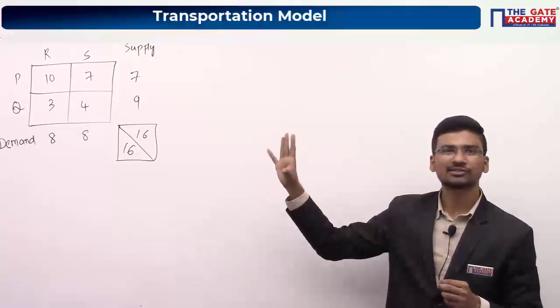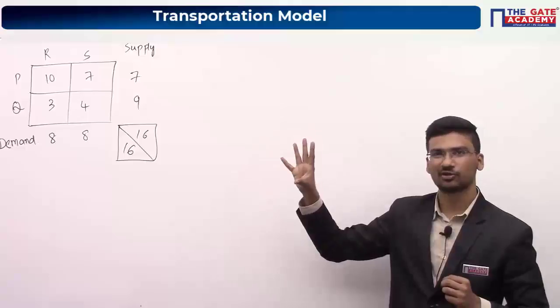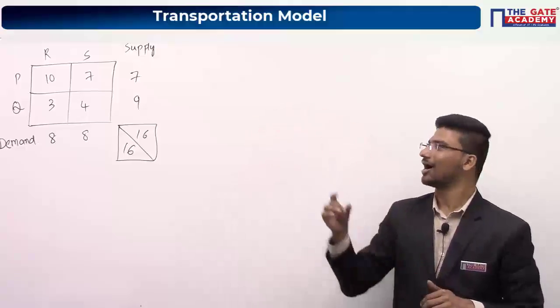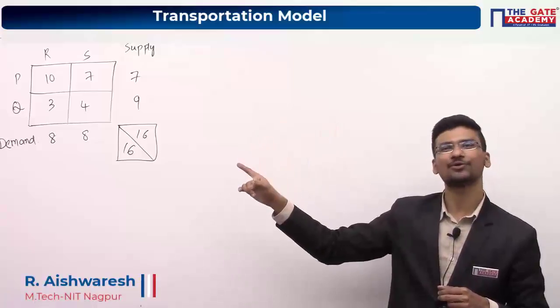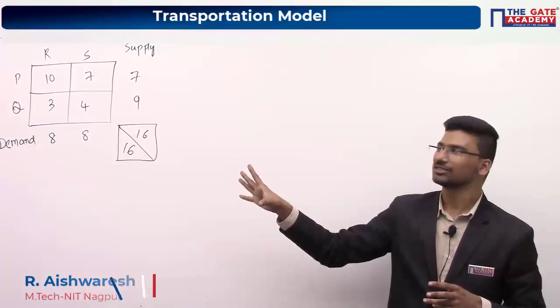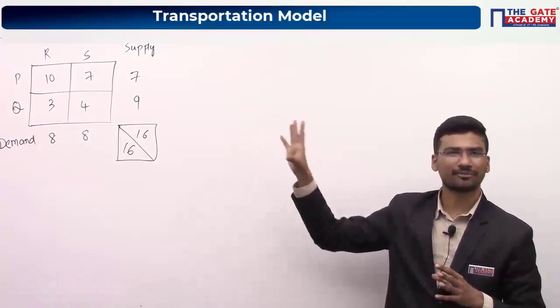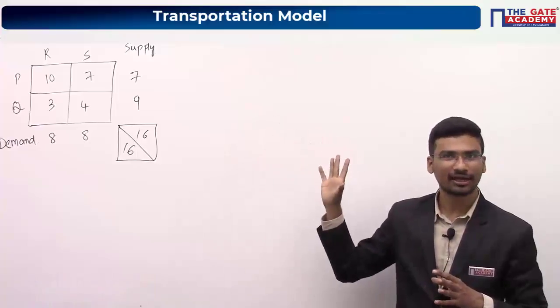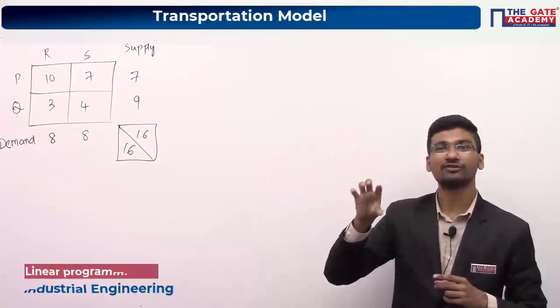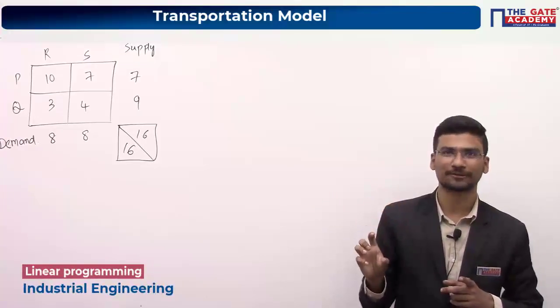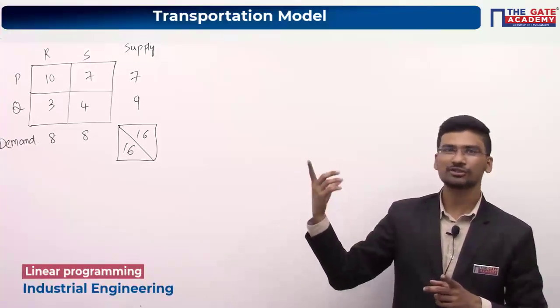So find the initial basic feasible solution using the NW method, and after that apply the MODI algorithm on it. After finding the basic feasible solution, you have to find the Y value, which is your optimal total cost. For that you have to use the MODI algorithm.